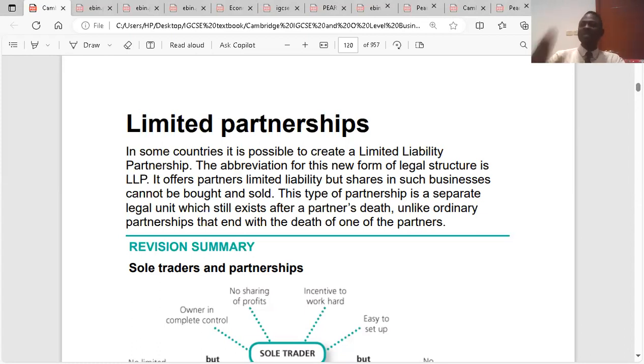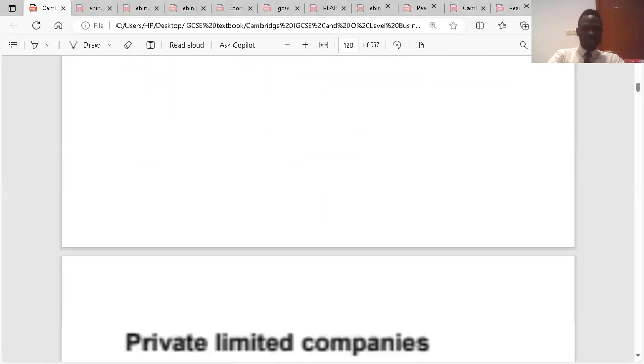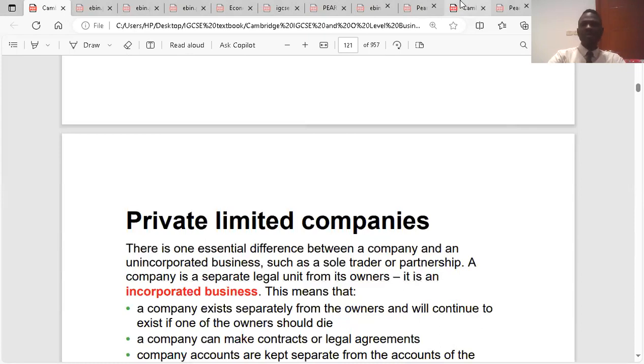So they are limited partners. So whatever happens to the business will not affect their personal wealth. Do you understand? Yes. Any question about partnership there? So that's about sole trader and partnership.